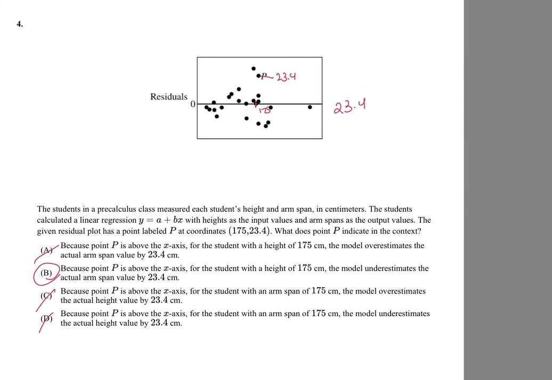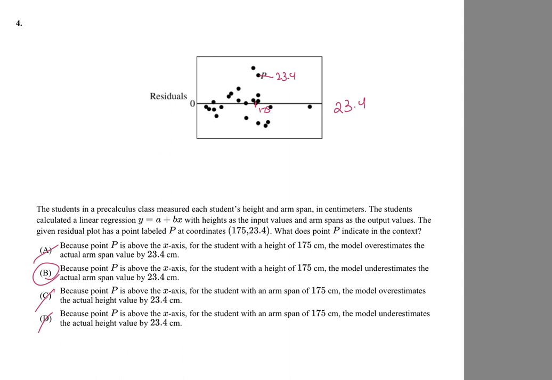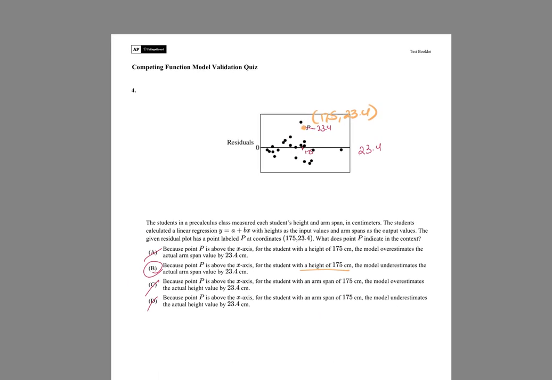This one, so this was your residual plot. It said because point P is, where's P? P is 175 and 23.4. So that coordinate point would have been 175 and 23.4. Your X value represented the height, right? Yeah, the height of the person. And then the arm span would have been the result. So 23.4 is not the arm span, but it was overestimated because the point is over the line by that Y distance, which was 23.4.